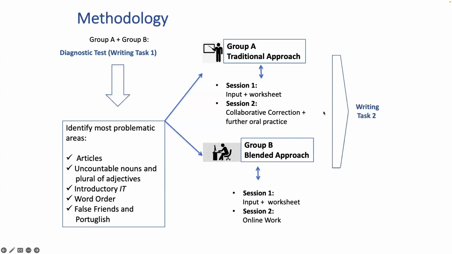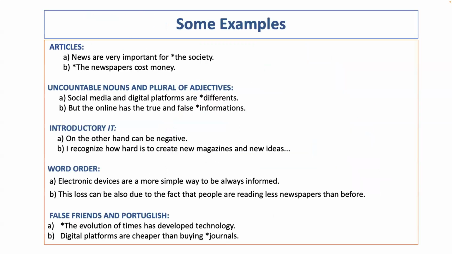2 weeks later, both groups were given a second task, writing task 2, which was written in class without any other tools or resources, and which was a similar task to writing task 1, but a different topic. And this allowed for comparison of results between the pre-test and the post-test, within the 5 categories which had been identified. Some examples taken from the diagnostic tests were these.